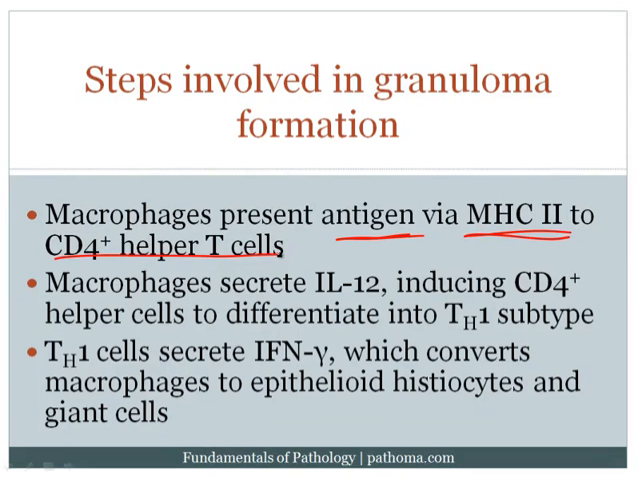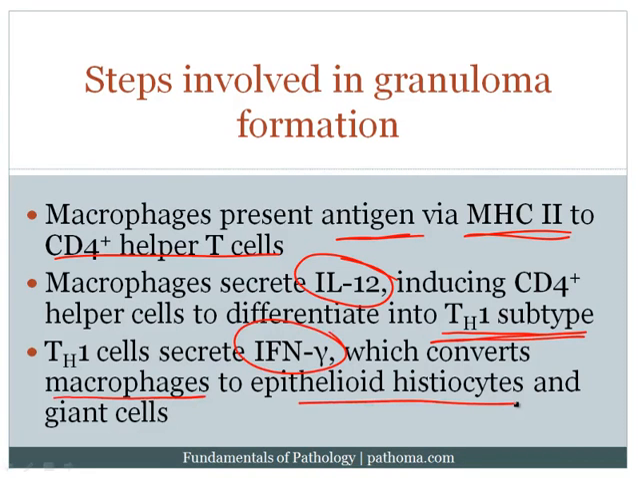When that interaction occurs, the macrophages then secrete IL-12. That's high yield, IL-12. IL-12 induces the CD4 positive T cells into the Th1 subtype. This Th1 subtype cells then secrete interferon gamma, and that's what converts the macrophages to epithelioid histiocytes.